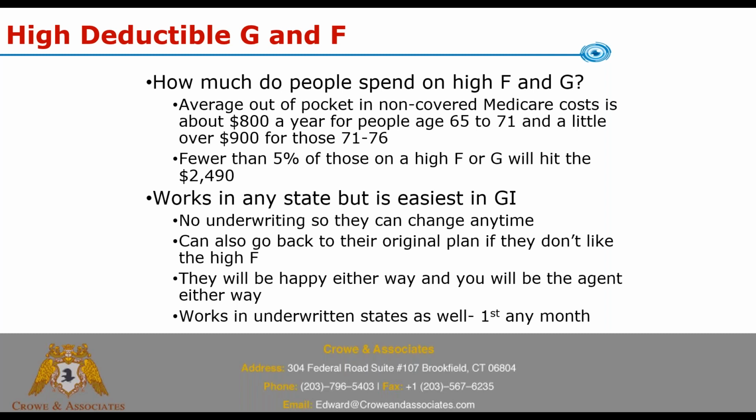So here's the key when we talk about that. How much do people actually spend out of pocket towards their out of pocket max on a high F or G? Well, if you look at the averages, a person age 65 to 71 pays about $800. So out of that $2,490, they spend about $800 towards it. So if you think about the math we just did, by the averages, these people are going to save a lot of money.